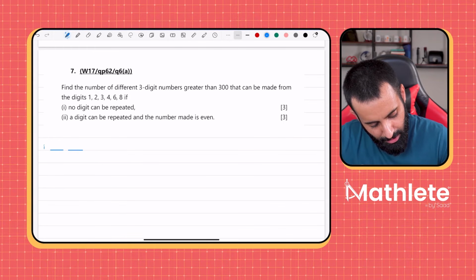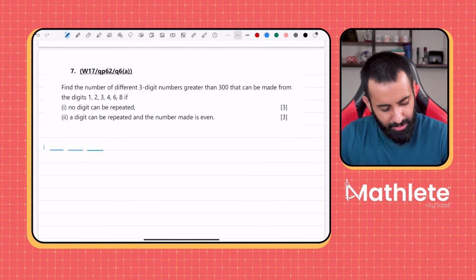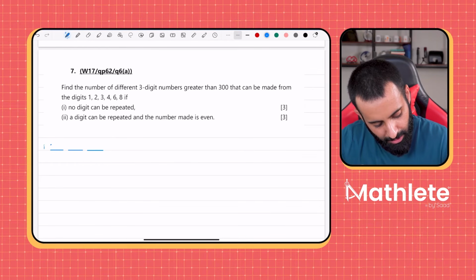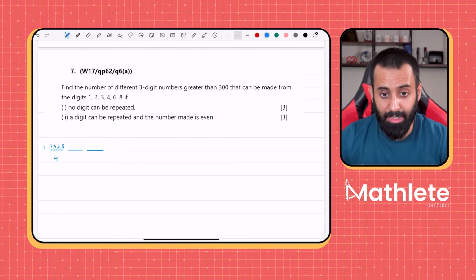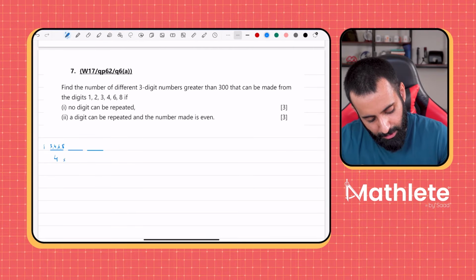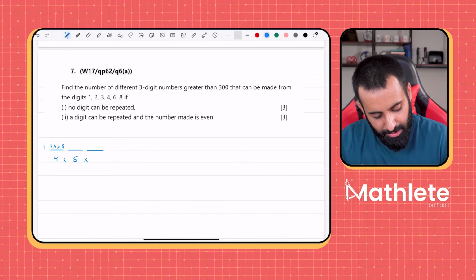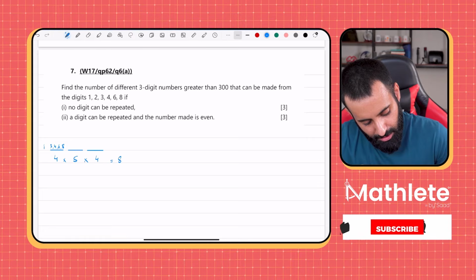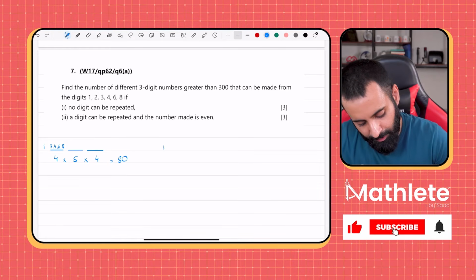1, 2, 3, a 3-digit number greater than 300. Okay, so that means for the first place, how many options do we have? We can have 3, we can have 4, we can have 6, we can have 8. So that's 4 options. Now, how many digits did we start with? We started with 6 digits. Now, one of them will be in the first place. That means now we're down to 5. So we have 5 options for the second digit and 4 options for the last digit. And this is equal to what? This is equal to 80.